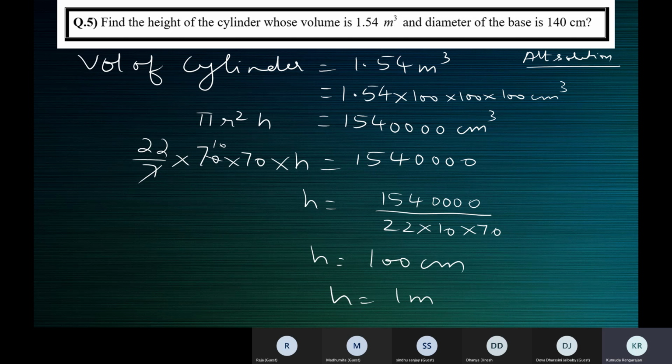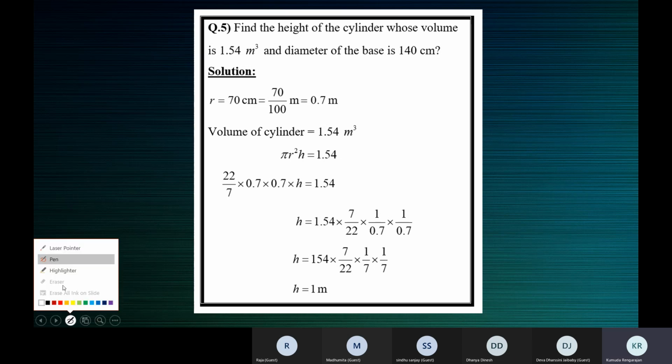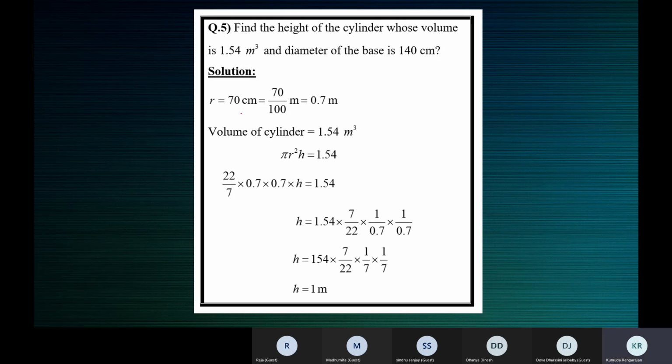Okay, so coming back to this answer, is it over, children? Have you finished writing this? Yes, ma'am. So here we are converting meter cube to centimeter cube, and we're using the radius in centimeter. So everywhere we have centimeter. So height you will get 100 centimeters, which is 1 meter. Here we have the volume in meter cube, right? So we are converting the radius, which is in centimeter, to meter.